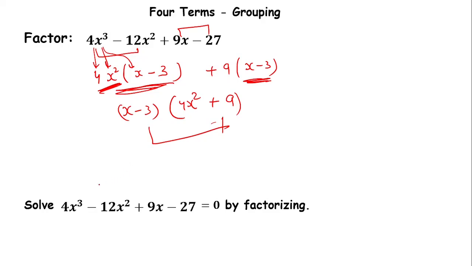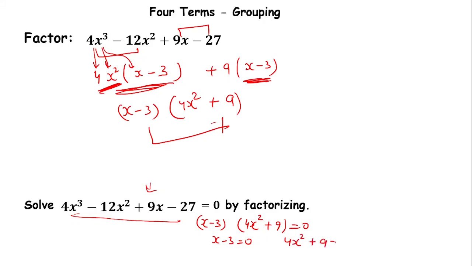The next question is 4x cubed minus 12x squared plus 9x minus 27 equal to 0. So how do you solve this? To solve this, we have to factorize this first of all, and I already factorized that. What is this value? (x minus 3) times (4x squared plus 9) equal to 0. It means either x minus 3 equals 0 or 4x squared plus 9 equals 0.